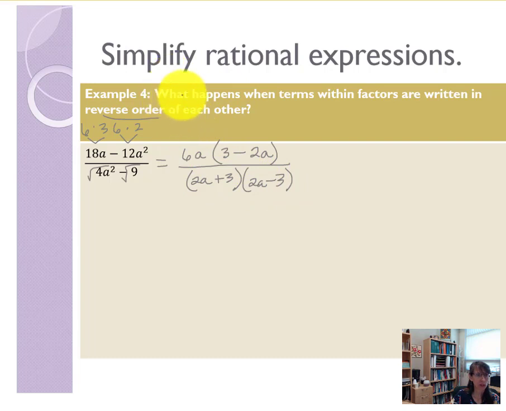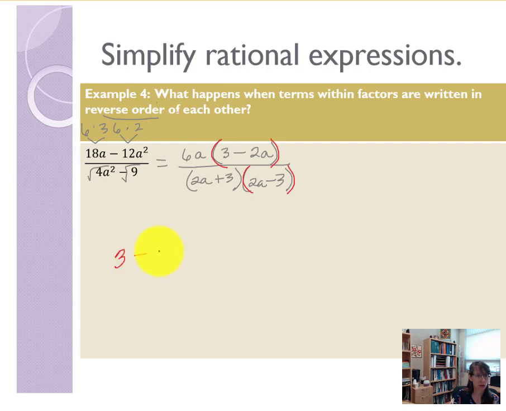So going back to the question, what happens when terms within factors are written in reverse order? Well, do you notice how this quantity of 3 minus 2a is the reverse order of 2a minus 3? So they're not exactly the same. We cannot reduce them the way they are given. However, we could factor out -1, and then that would reverse the order. So let's see how that works.